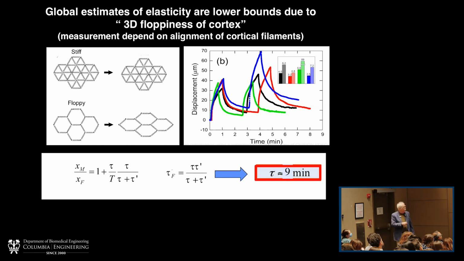So to test that idea, what you can do is pull twice on a network. Pull once and release, and then pull again. And if this is occurring, then you've reoriented and you're really measuring now. This allows you to measure the lifetimes of the springs. And when you do that, we get 9 minutes. 4 minutes and 9 minutes, we're both in the right ballpark. 9 minutes is a closer fit.